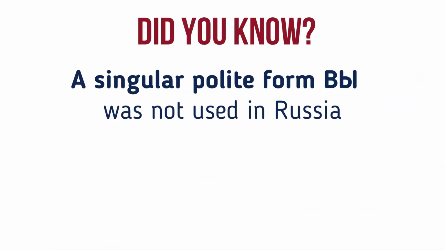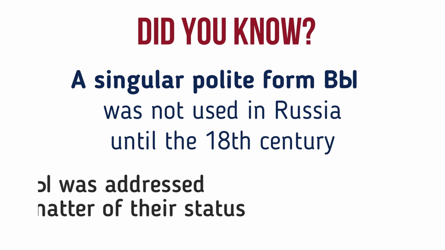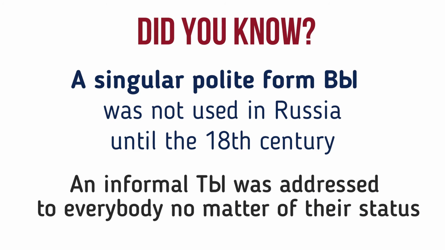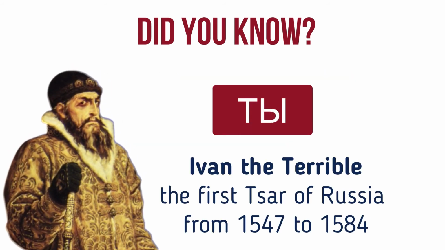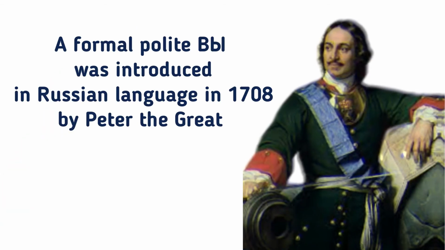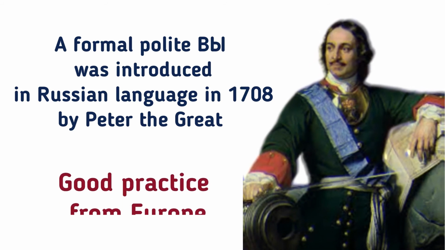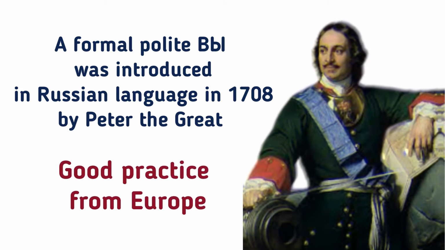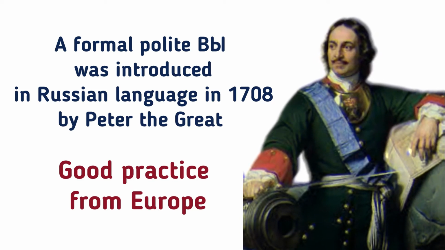Did you know that a singular polite form вы was not used in Russia until the 18th century? In fact, an informal ты was addressed to everybody, no matter their status. For example, you could perfectly communicate with Ivan the Terrible using ты. A formal polite вы was introduced in the Russian language in 1708 by Peter the Great, as it was seen as a good practice from Europe.